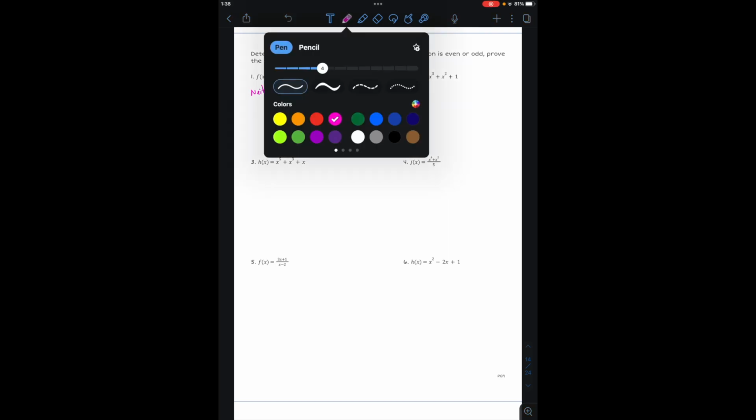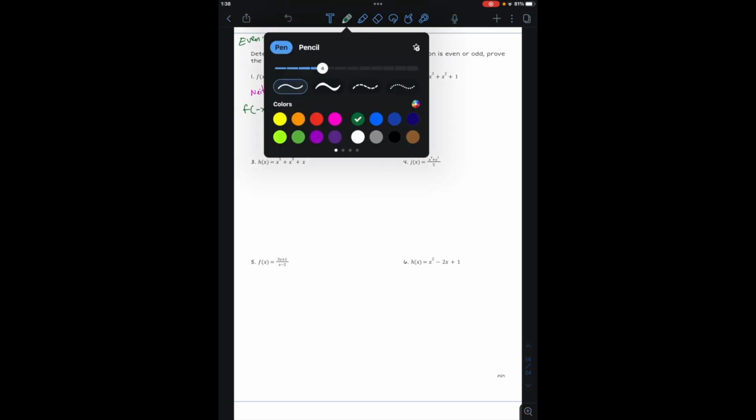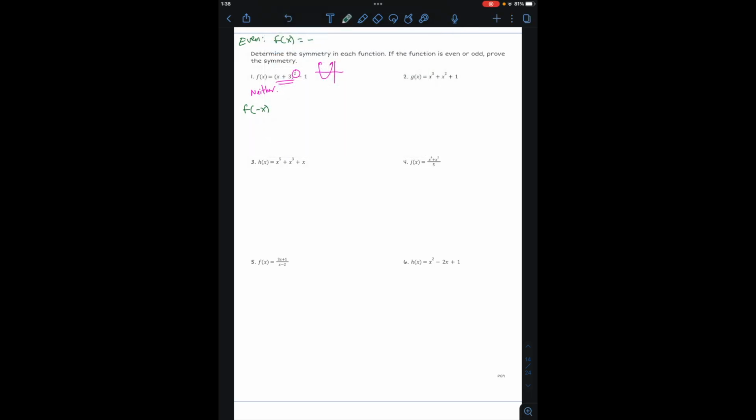However, we're supposed to prove that, so I want to see, does f of x equal f of negative x? Okay, now I'll write that right here. Even, we said f of x is f of negative x. And we said odd, negative f of x equals f of negative x. And then you can narrow down.